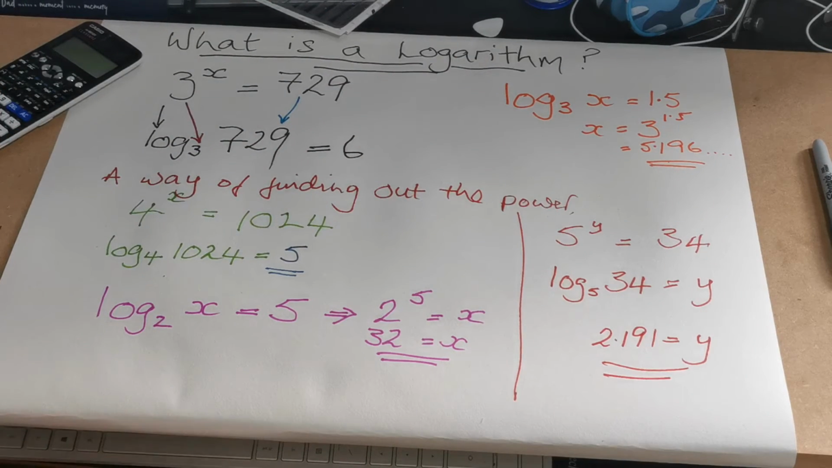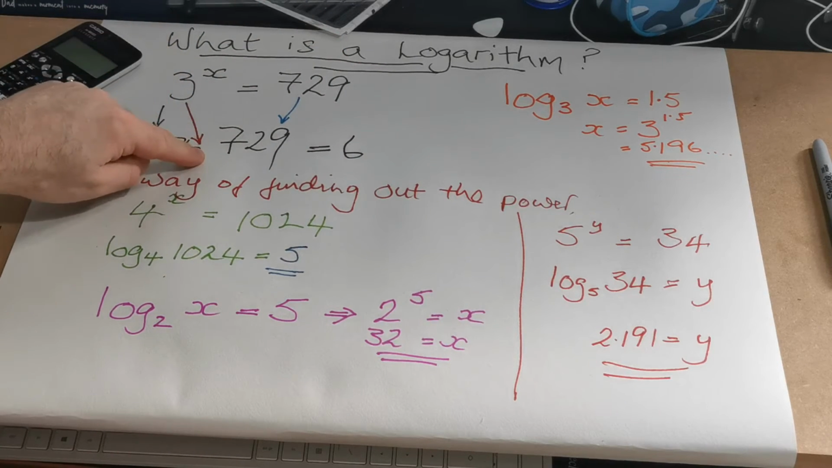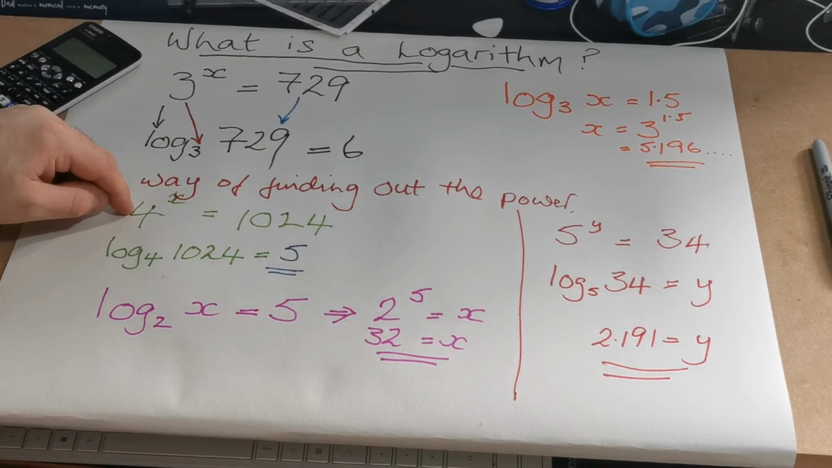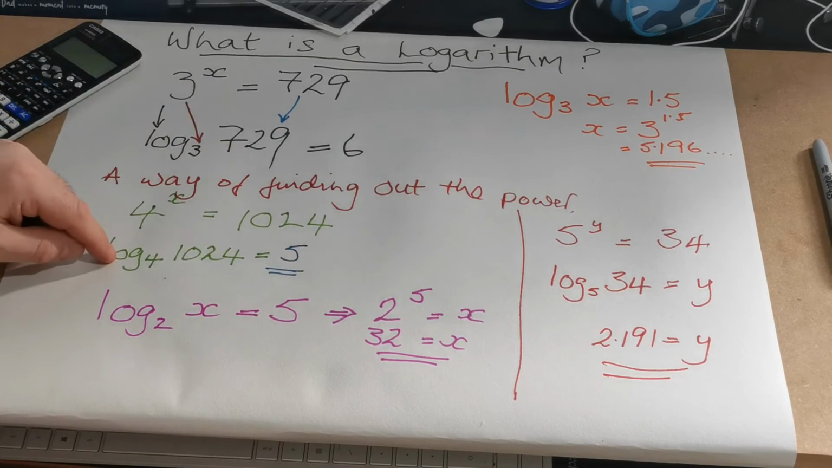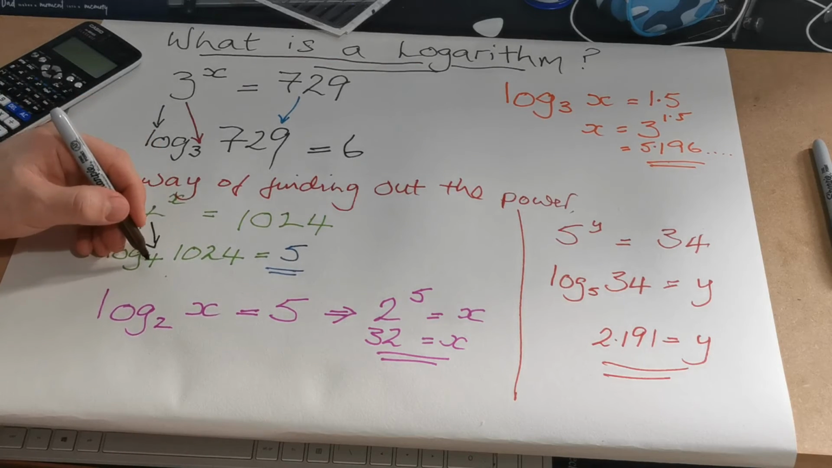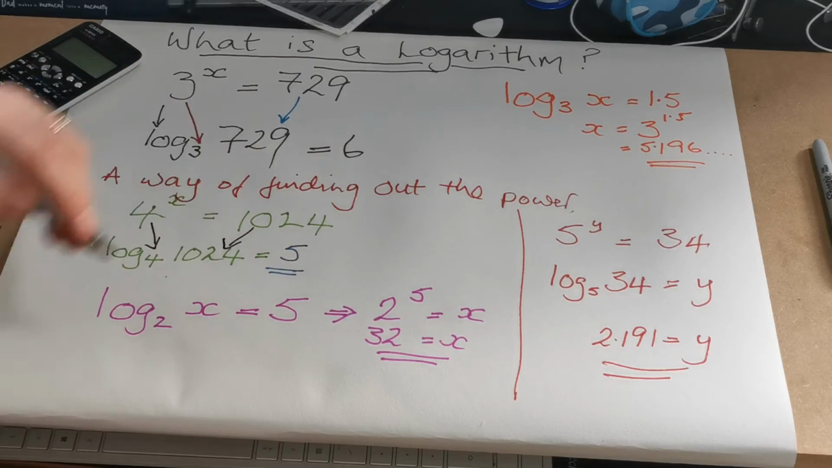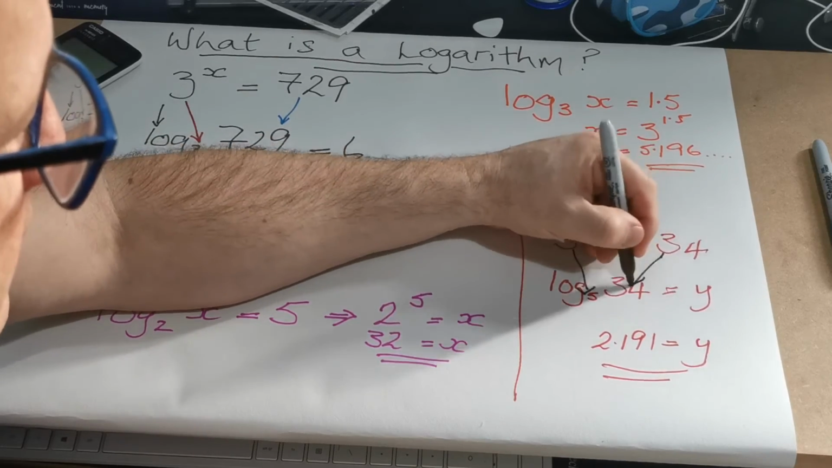So remember, a log is a way of finding out the power. So 3 to the power of something is that, then we do log to the 3 of that, and that'll give me the answer. 4 to the x is 1024, so in order to get x I have to do log to the base 4. So always this number that's got the power up here is the base number in the log, and bring that into there. And similarly in here, there's my base number and there's the big number.